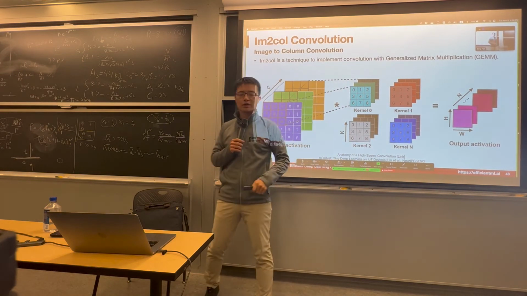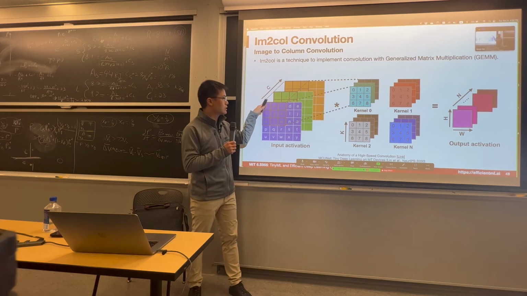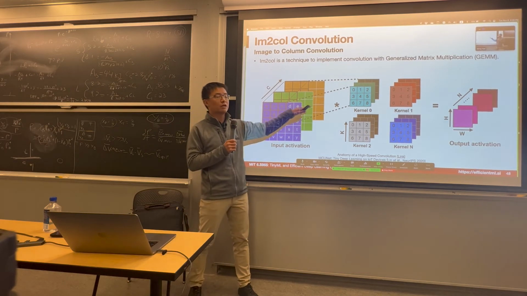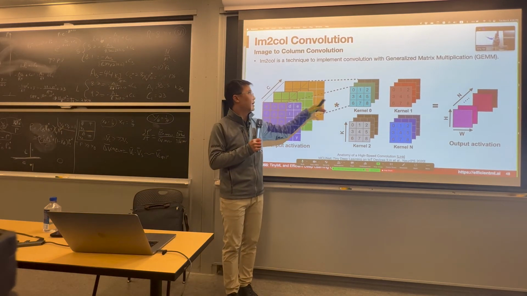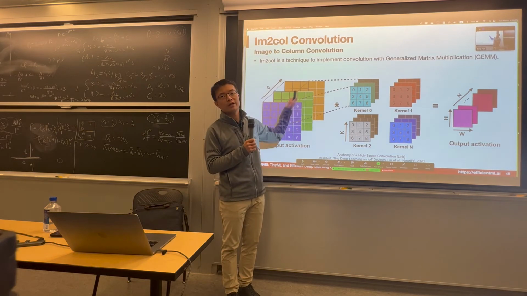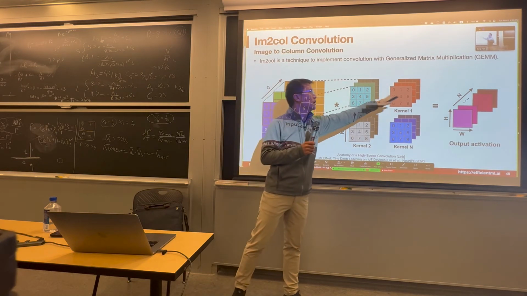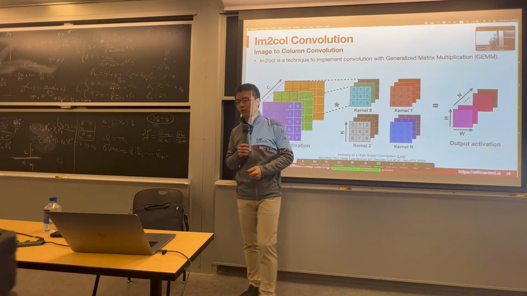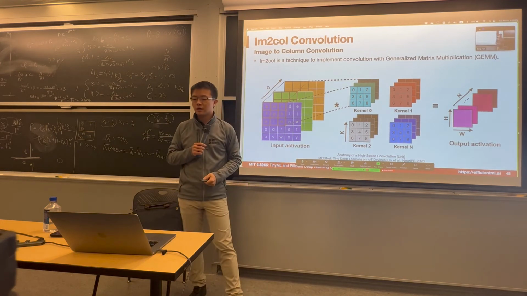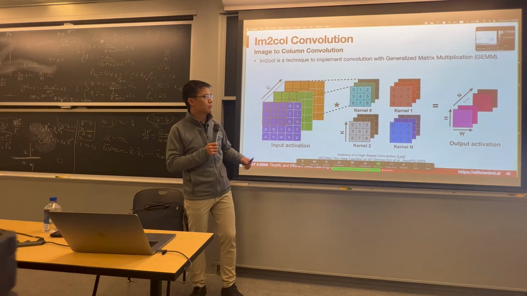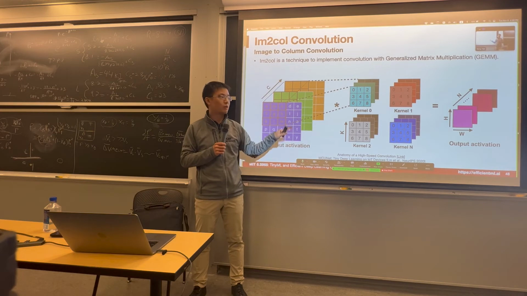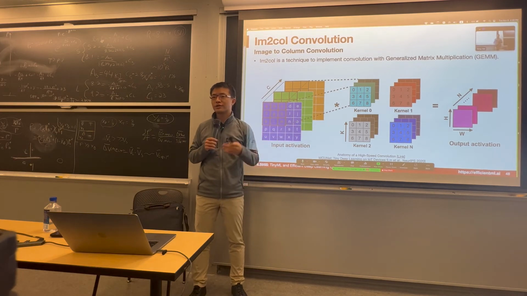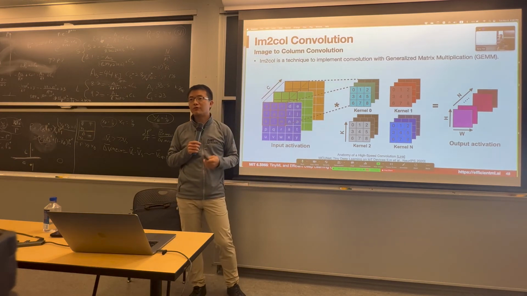The input activation has multiple channels, and this is the XY dimension. Kernel size is 3 by 3. We have 3 input channels, and 4 output channels, so 4 kernels in this case. How are we going to rearrange the data format so that we can cast such a 6 for loop convolution problem into a three for loop matrix multiplication problem?